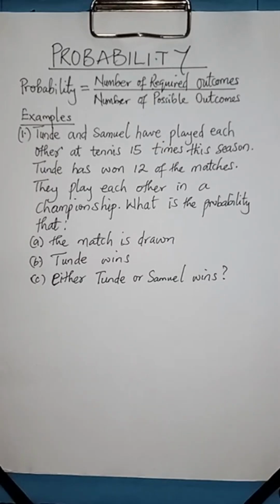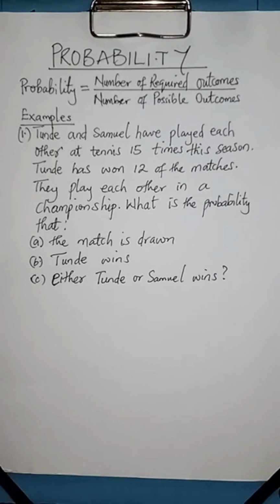Now look at the question very well. You notice that Tunde and Samuel have played each other 15 times. And out of the 15 times they played, Tunde has won 12 of the matches. And what does that tell you? The question did not mention anything like a draw. It's either they win or they lose, each of them. So in this case, Tunde has won 12. That means, going by the question, we will know how many Samuel has won, and that's 3. So based on the question, Tunde has won 12 matches and Samuel has won 3 matches. No draw. So the question is asking now, what is the probability that the match is drawn?